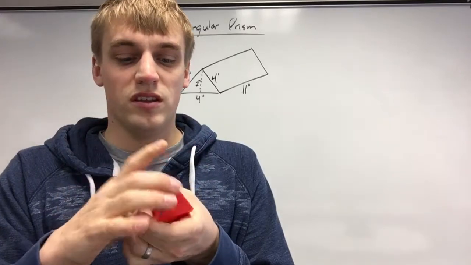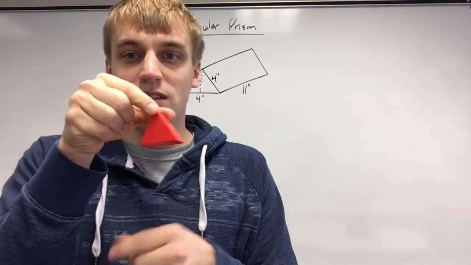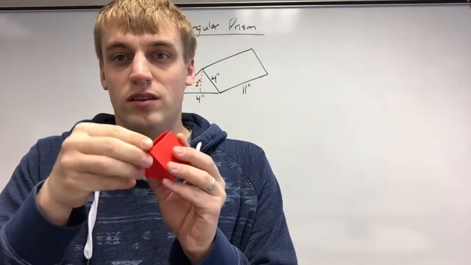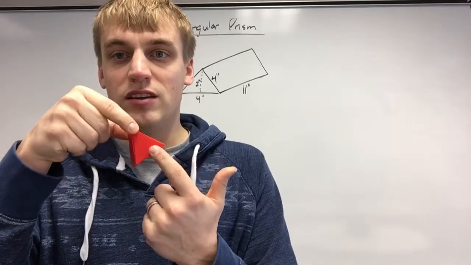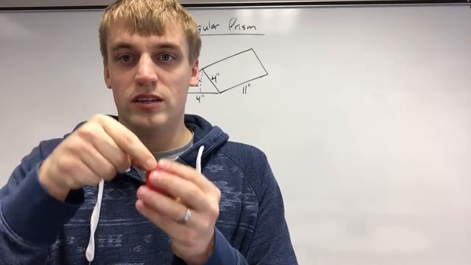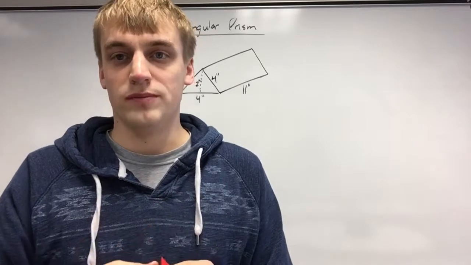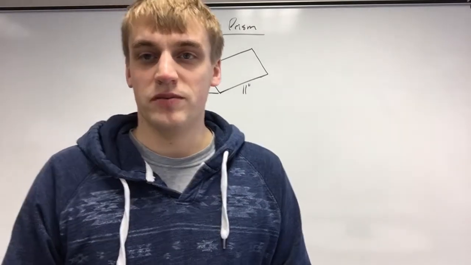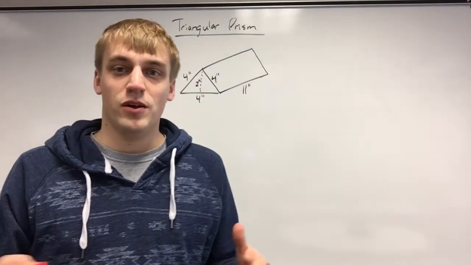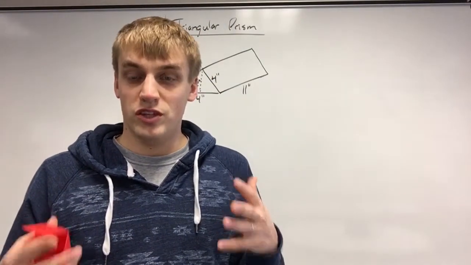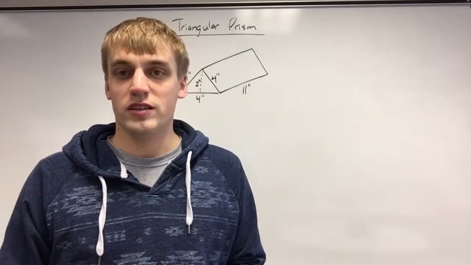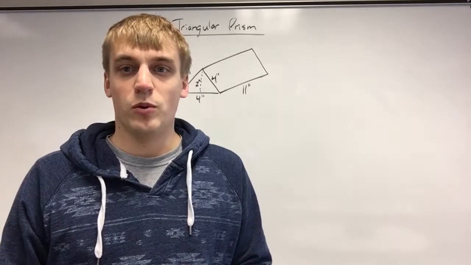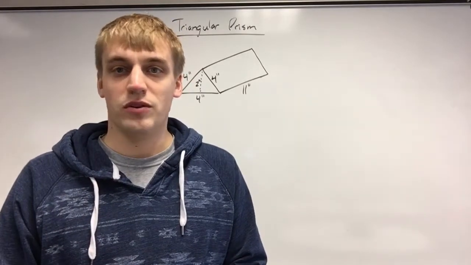The reason that this is a prism is because the end is a triangle and the other end is an identical triangle. It doesn't come to a point like a pyramid. So what's important to remember when we find the surface area of a triangular prism is that we want to use the geometry net to help keep us organized, mainly. But we want to make sure that we get every side and that we don't forget one.